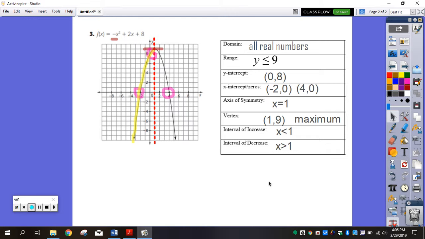So that was a really quick overview of what we did with properties of quadratics. I hope this helps you review what we did before the benchmark.